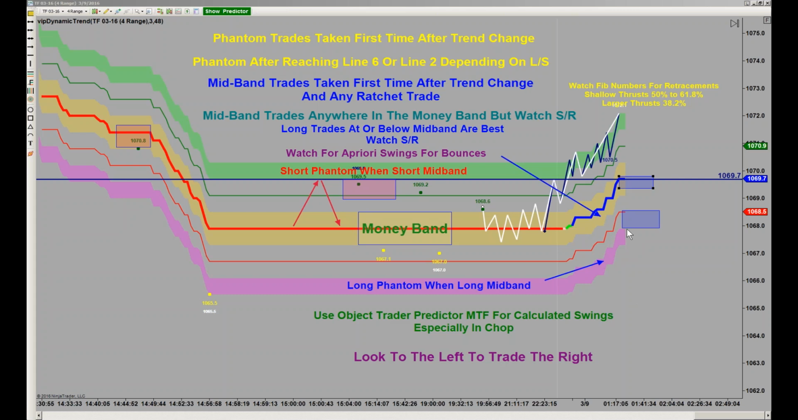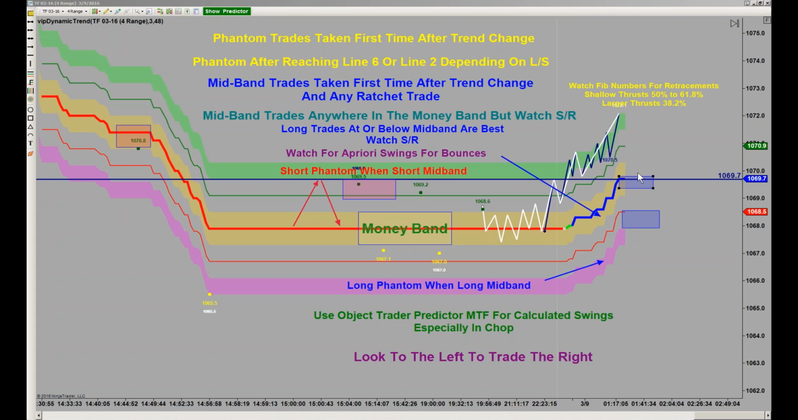Now, you're not going to get them if you just decide to go ahead and only buy if it touches this little magenta area here, because phantom trades set up between here and here. Okay, they don't always come down to here. Now, you can also look at your support and resistance, and you can tell when you're going to get a phantom quite a bit.